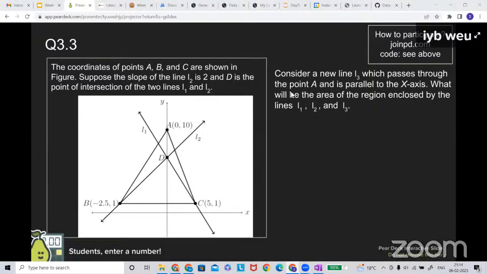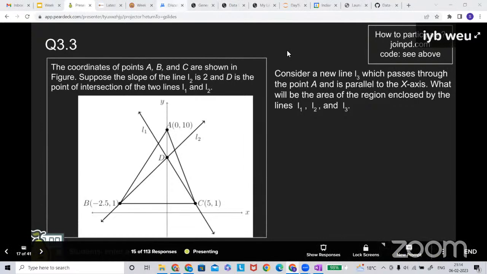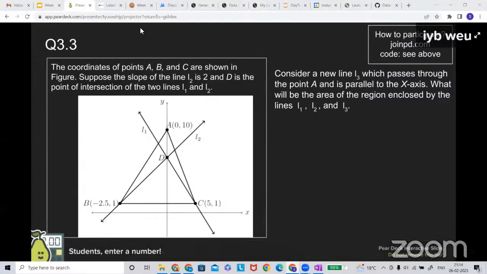Sir, I don't understand the question. Which region do we have to find? This region. Suppose there is a line L3 passing like this. Now it is forming a triangle, right? Using these 3 lines, this line, and another line is this one. You need to assume this triangle. Okay, sir. Yeah, done, sir.